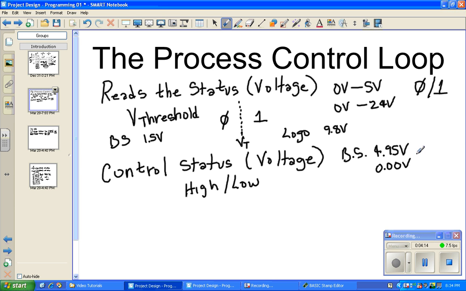Now for the PLC LOGO, since it's a relay, the output voltage will depend on what power supply is being used for that relay. That really depends on what you're using to supply your output power. If you're using the 24-volt power supply, then that will be the voltage for high. And the voltage for low will be 0 because the relay will be off and the switch will be open.